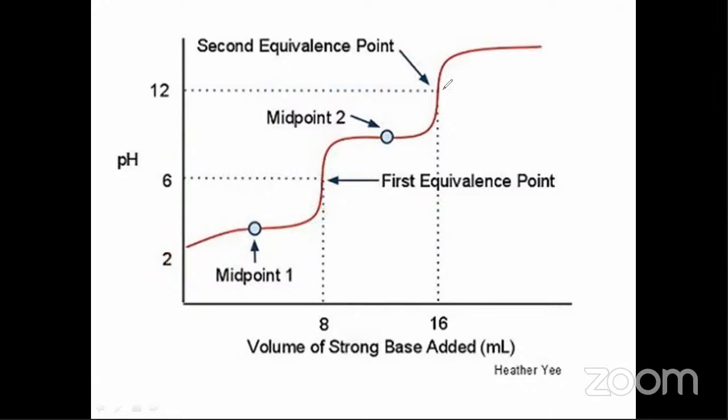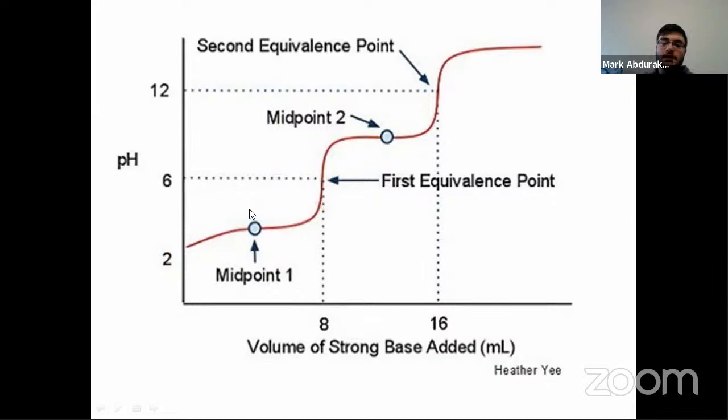And again, this is something you would calculate. First, it's equal to the pKa. The pH equals the pKa. And you can also look at a graph. It's halfway between the start and the equivalence point. So here, halfway between this start and this equivalence point is the midpoint, and it corresponds to a pH value. So you can get it from a graph.